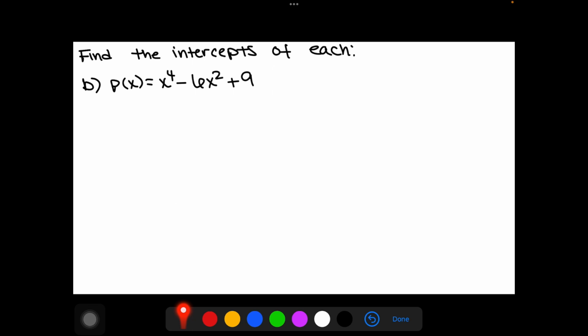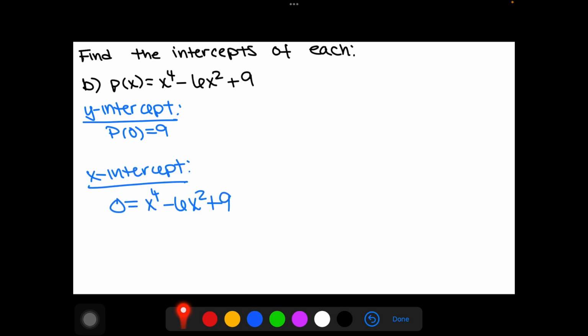Here's another example. Let's see if we can find the intercepts of the polynomial p of x equals x to the fourth minus 6x squared plus 9. To find the y-intercept, we need to plug in 0 for x. If I put 0 in for both of the x's, I get p of 0, or y, equals 9. So I have a y-intercept at 9. To find my x-intercepts, I have to plug 0 in for y, or in this case, p of x. So I put 0 in for the output, and I get 0 equals x to the fourth minus 6x squared plus 9.